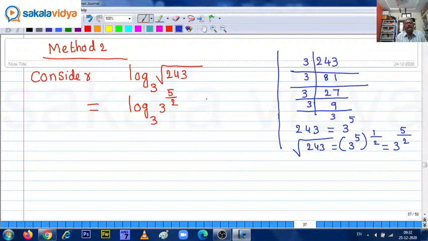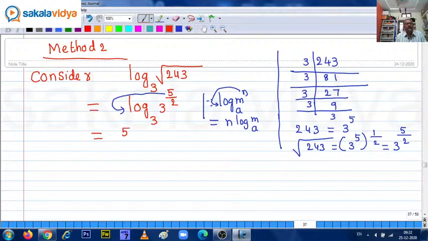We have the formula: log m to the power of n to the base a. We have studied the power rule, n times log m to the base a. So this we can write as 5 by 2 times log 3 base 3. Log 3 base 3 is 1. So 5 by 2 into 1, so the answer is 5 by 2.